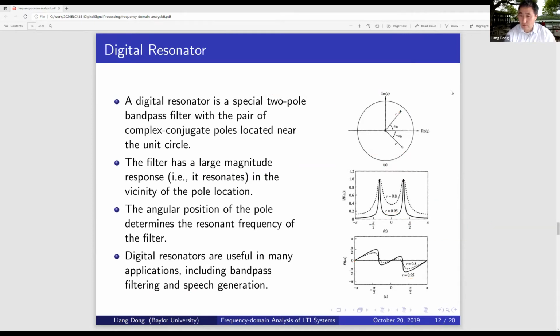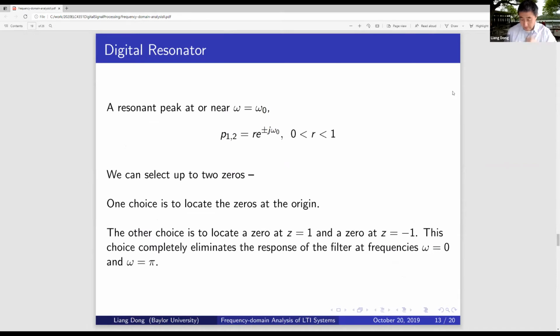Let's look at how to find the mathematical expression for a digital resonator. The resonant peak is at or near omega equal to omega 0. And we know that for a real-coefficient filter, I have two poles. The two poles are p1 and p2, given by that. The amplitude is R, and R is less than 1. And the phase is what we want to design. We want to have the phase at omega 0, so we have e to the power j omega 0, and the other pole is e to the power negative j omega 0.